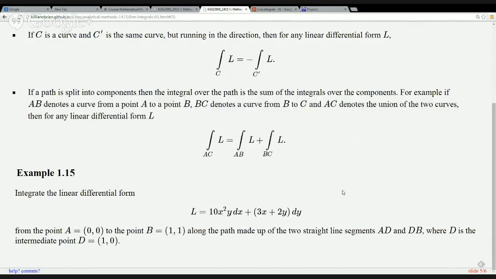And that allows you to break down a given path integral. If the description of the curve splits up into different parts, it allows you to split the overall integral up into its various subparts. Okay, so let's look at this other example here, example 1.15.